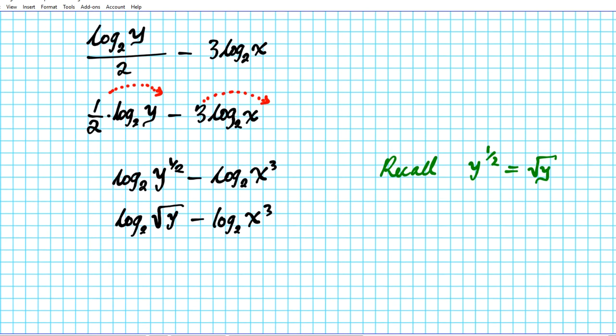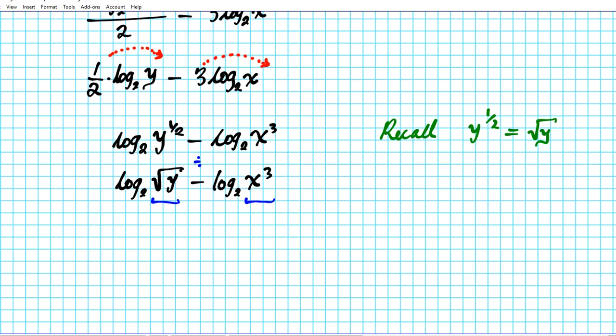Okay, now we are going to apply the quotient property. The logarithmic arguments are root y and x to the third. This minus is going to become a division. So we're going to have in condensed form log base 2 of the square root of y divided by x to the third. And that, ladies and gentlemen, is your final answer.